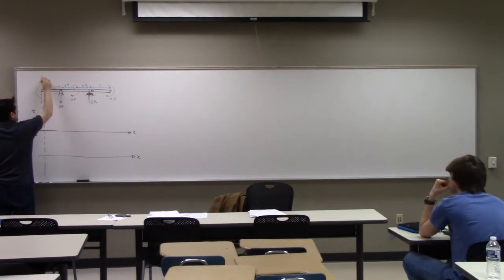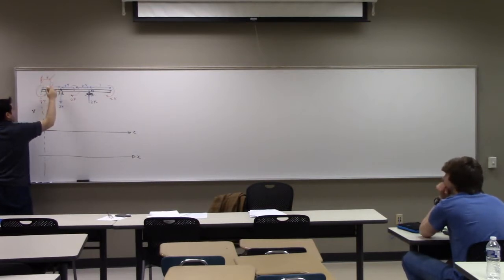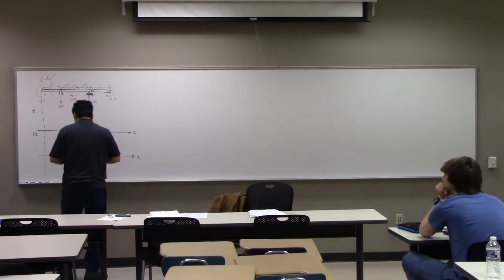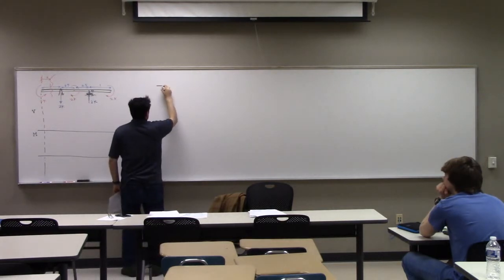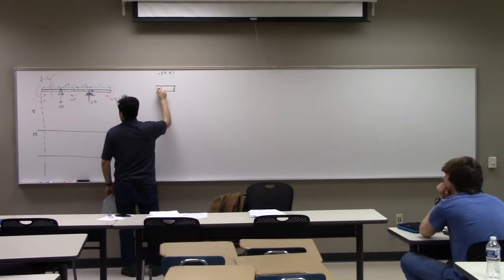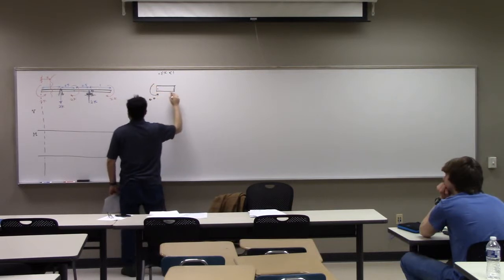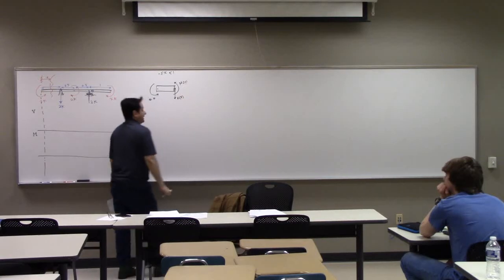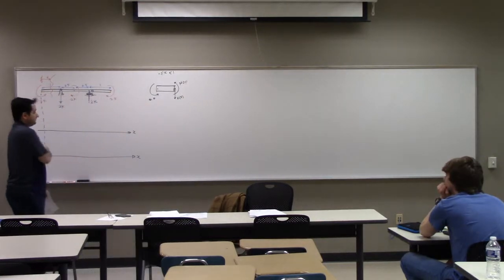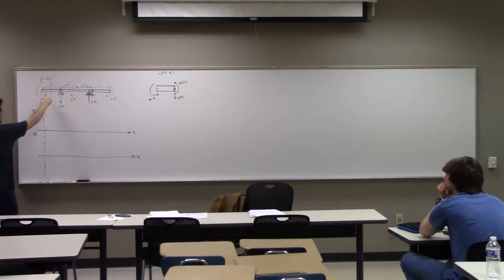So I take it from here, the left. First, I cut it somewhere here, between 0 and 1. That's my X. And X is between 0 and 1. So that's what I get. You already have here VX and MX. I don't write NX because there is no axial expression. VX, MX, here, and then you have 2K.